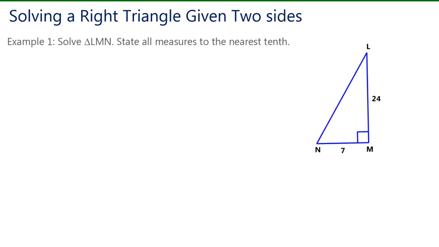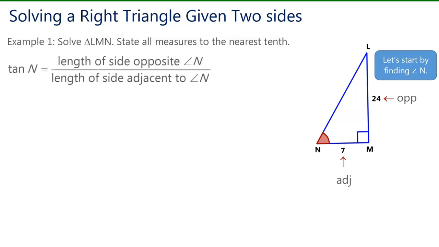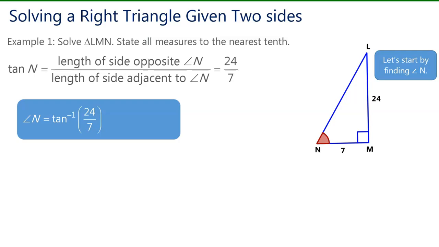Here's example 1. Solve triangle LMN and state all measures to the nearest tenth. Let's start by finding angle N. For angle N, we have the opposite and the adjacent. So the ratio to use is tan. Tan is the opposite divided by the adjacent, which gives us 24/7. To find the angle, we do the inverse tan of 24/7.